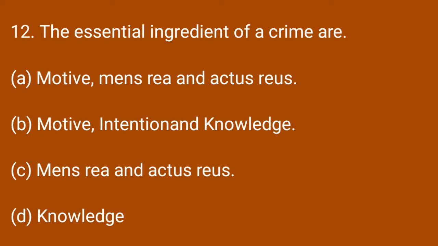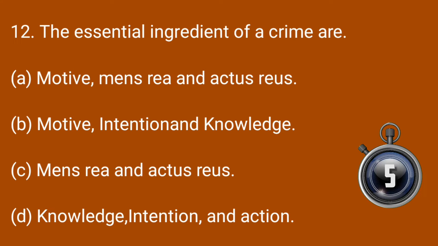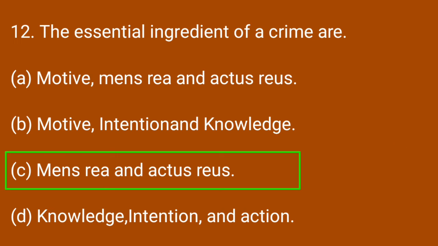Next question is, the essential ingredients of a crime are, option A, motive, mens rea and actus reus. B, motive, intention and knowledge. C, mens rea and actus reus. D, knowledge, intention and action. The right answer is C, mens rea and actus reus.